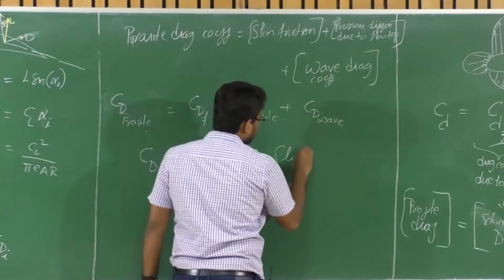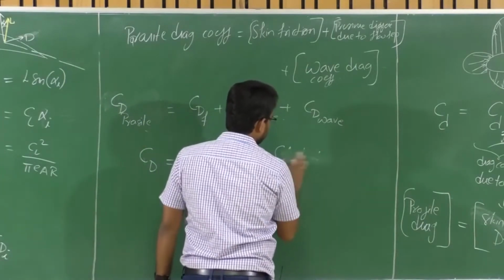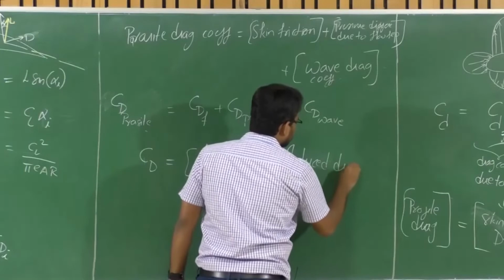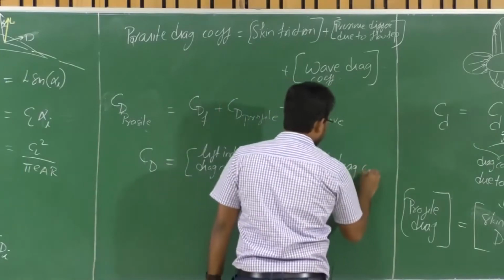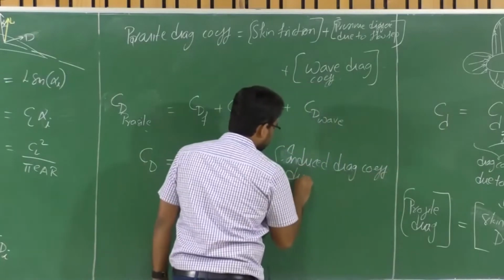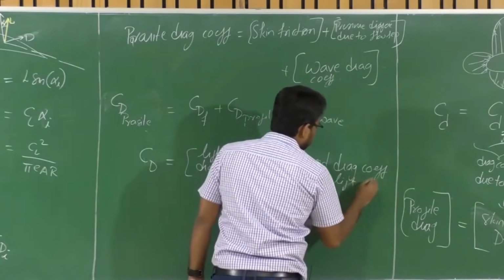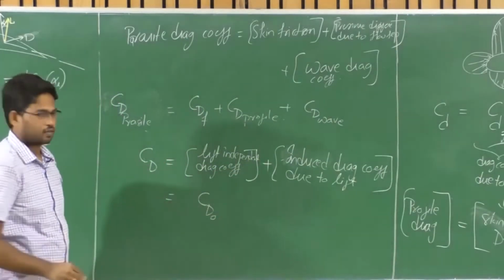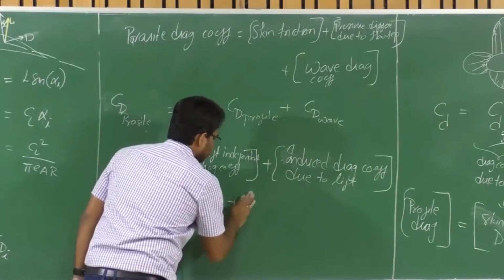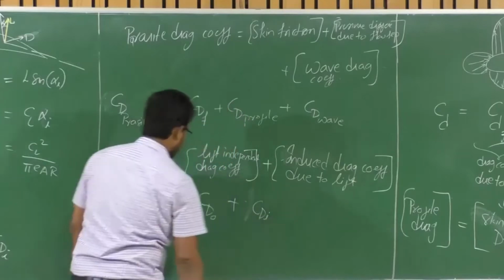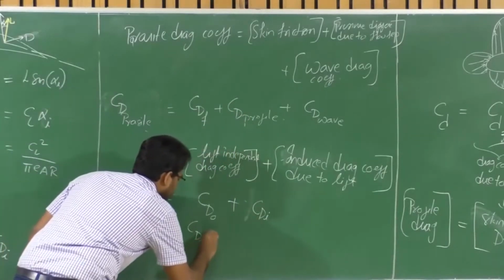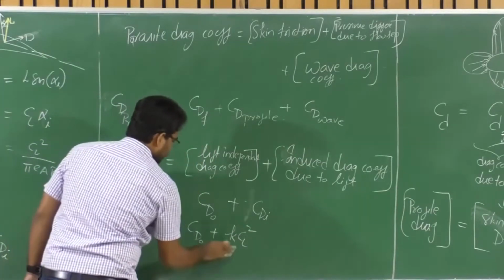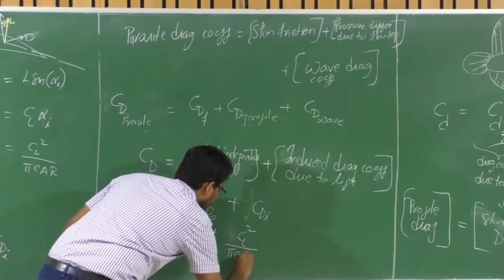And what we have is lift dependent or induced drag coefficient due to lift. Right. So let me name it as CD naught plus, so what is this induced drag coefficient? CDI. Okay. So this is equal to CD naught plus CDI, which is given by K CL square, right? Where K CL square is CL square upon pi e AR, right?